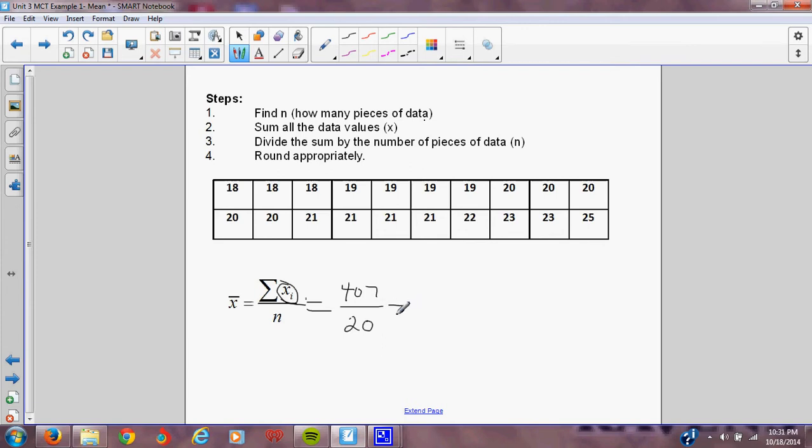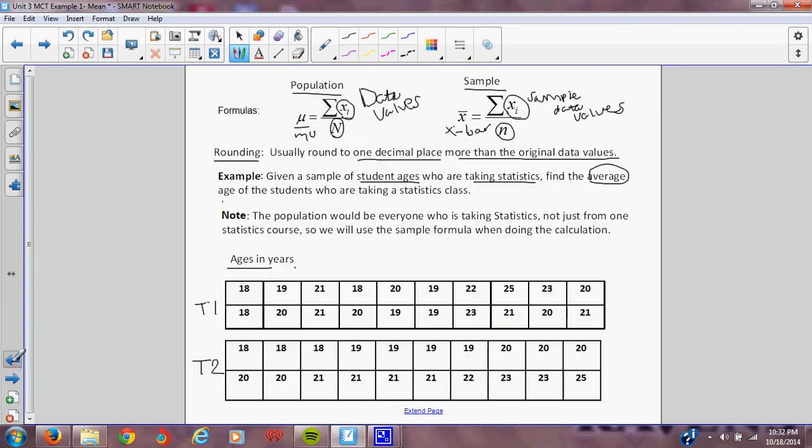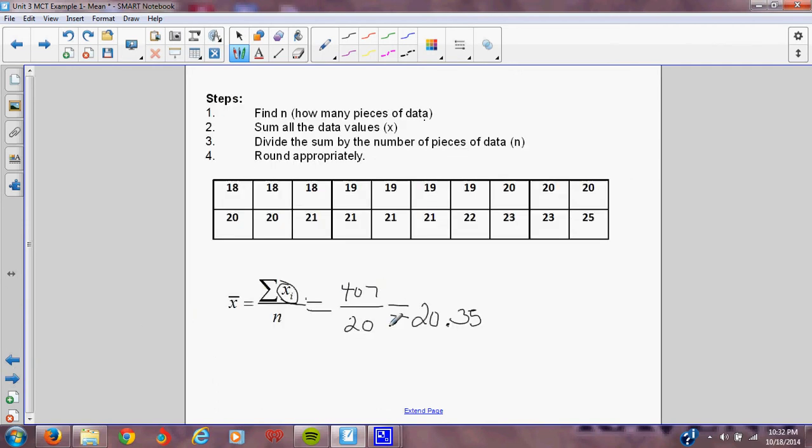Now we do a little division. 407 divided by 20 is 20.35. Okay. And we're going to need to do some rounding here. So if we go back to our rounding, usually round to 1 decimal place more than the original data value. So we need 1 decimal place. Here we have 2.